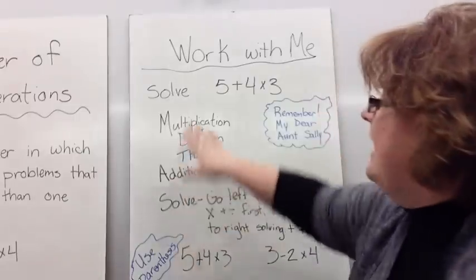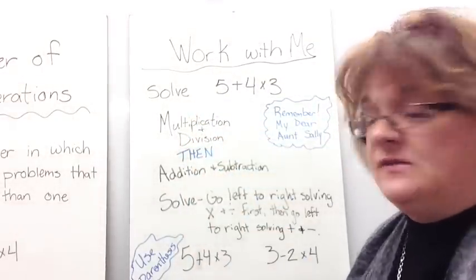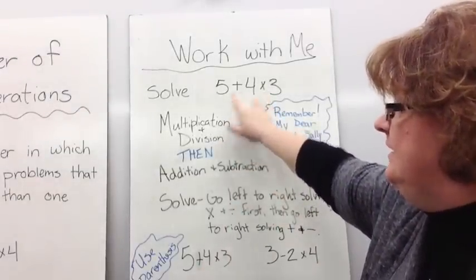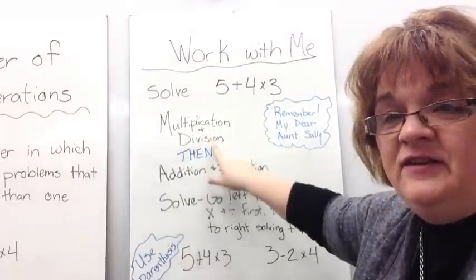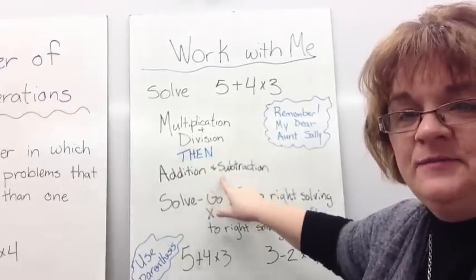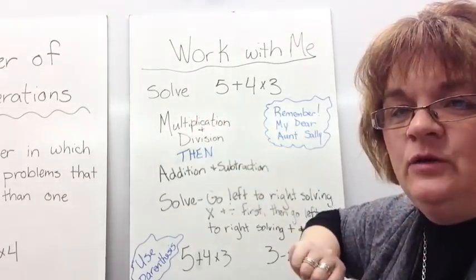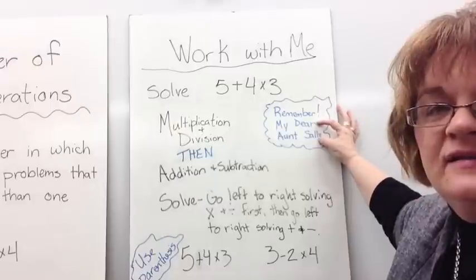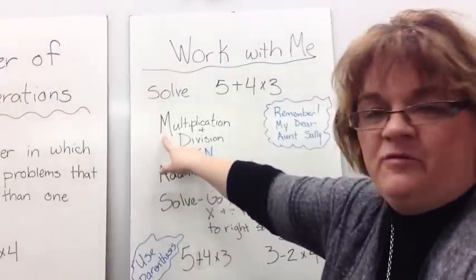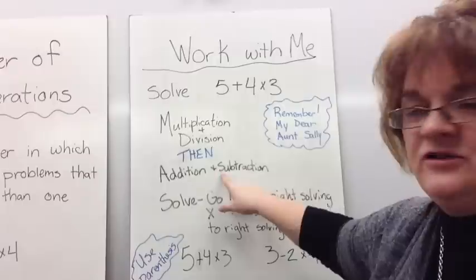Okay? Now, here is the rule for how to solve problems. When you have something that has both an addition and a multiplication in it, we do the multiplication and the division first, then we do the addition and the subtraction. So if you want to remember how to do that very simply and quickly, you just need to remember one little sentence. And that sentence is, my dear Aunt Sally. My for multiplication, dear for division, Aunt for addition, and Sally for subtraction.